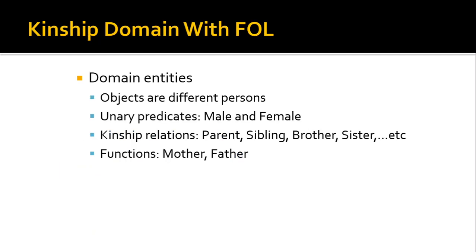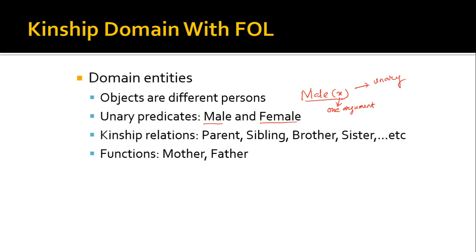Now let us take an example domain and try to model that using first order logic. So the domain is the kinship domain, where you have got the family relations, the persons. We will be using unary predicates like male, female. So that is to say that someone is a male. These are called unary predicates because they have only one argument.